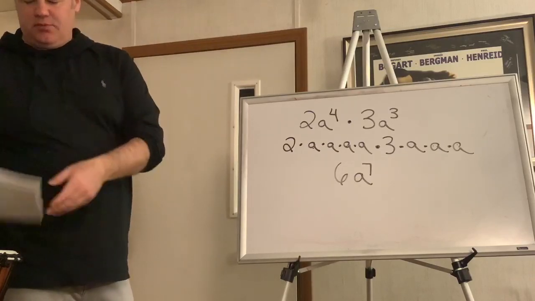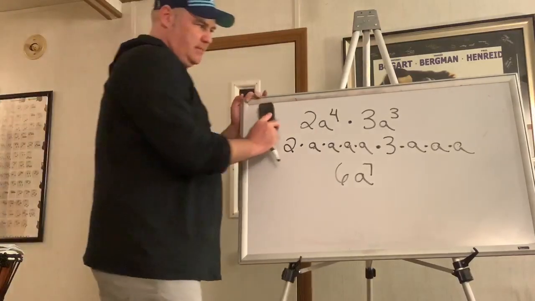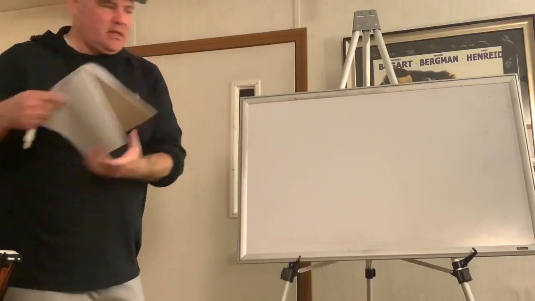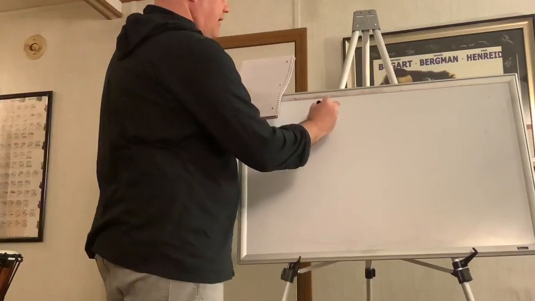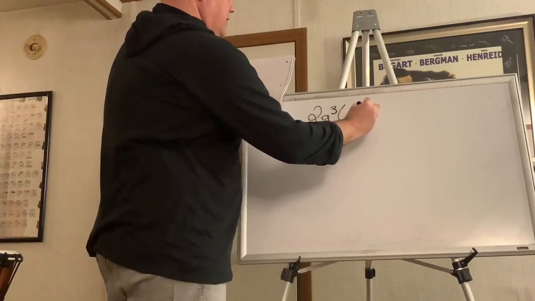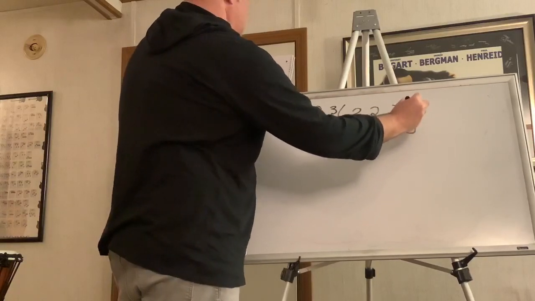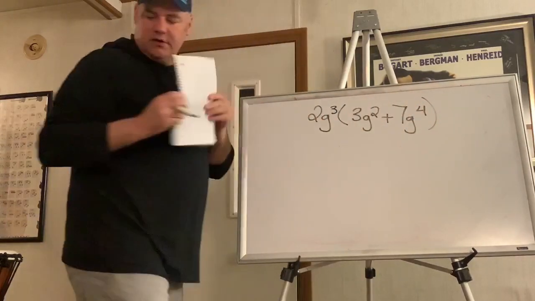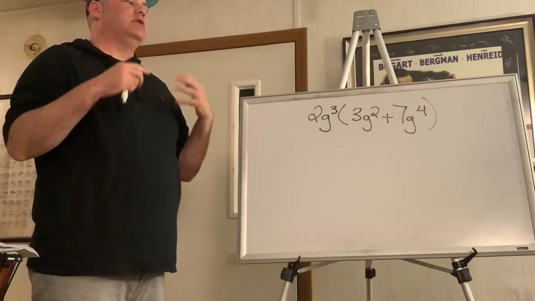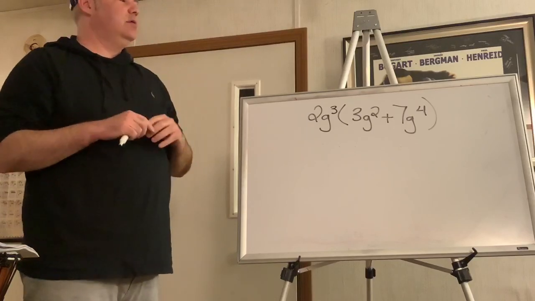So let's put that with what we were just doing, though, so that you can see it in action in a problem. Say, okay, let's do a distribution problem that now has letters in both of them. So let's do 2g cubed times (3g squared plus 7g to the fourth). Now first off, and I keep reminding you to go back, look over your notes, look over your rules, make sure you're realizing the things you can and can't do.